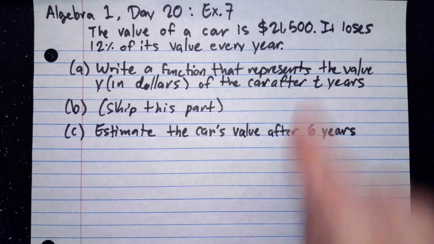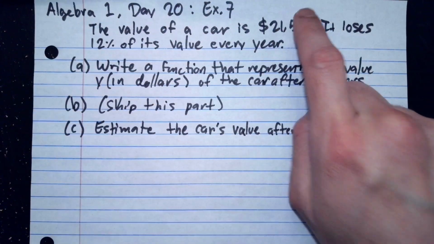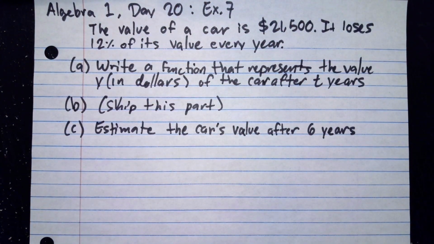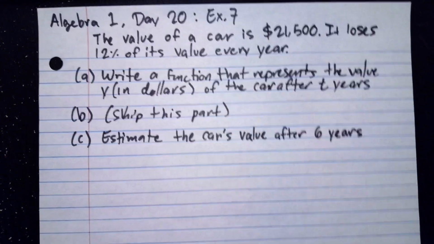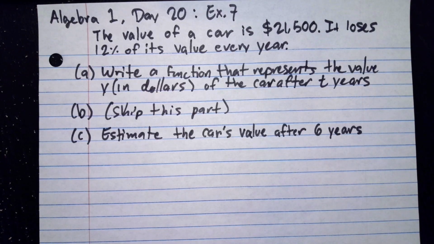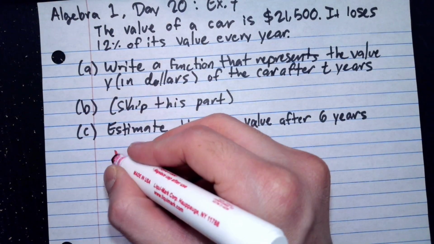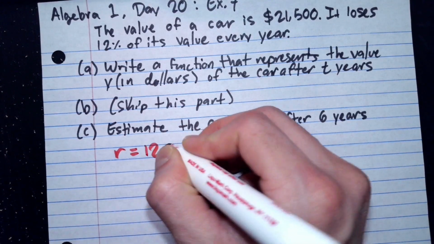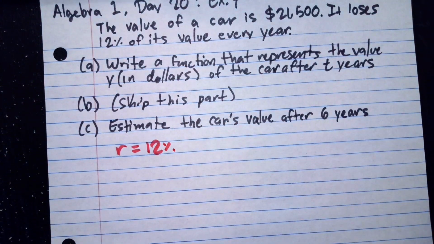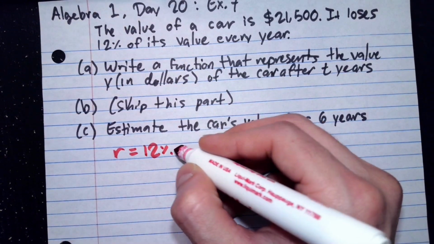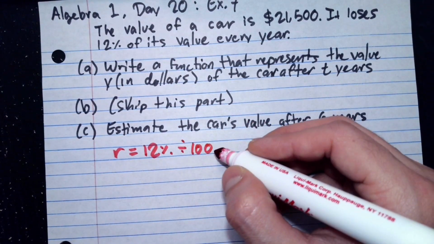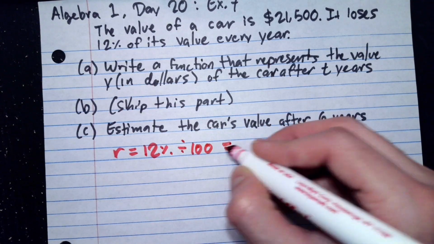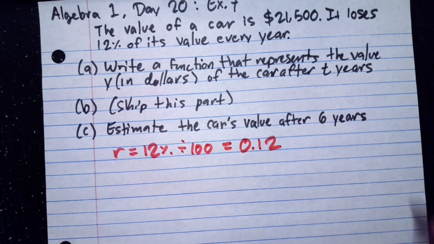So we know that the value of the car started at $21,500. And we know that it loses 12% of its value every single year, which is pretty depressing. But just like before, we're going to have to turn this r, which is 12%, into a decimal. So if we want to go from percentage to decimal, we got to divide by 100, or move the decimal spot two places to the left, and so that gives us 0.12.